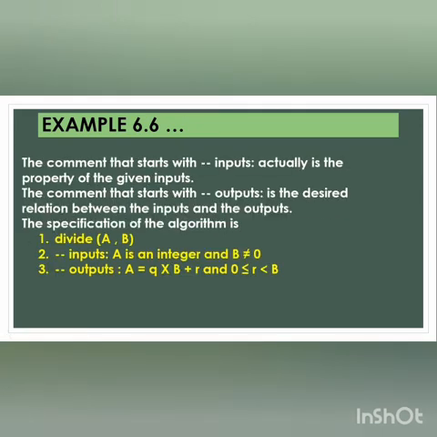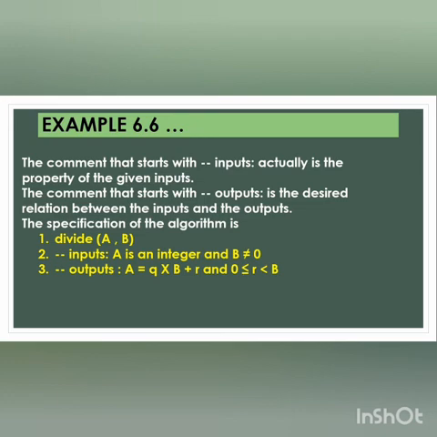Now, we are going to write the entire specification of the algorithm. The algorithm consists of 3 steps. First step, specify the name of the algorithm and the inputs. So, the name of the algorithm here is divide, and A and B are 2 input variables. And the second step, specify the property of the input variables. So the input property is double dash inputs colon a is an integer and b is not equal to 0. So this is the input property.